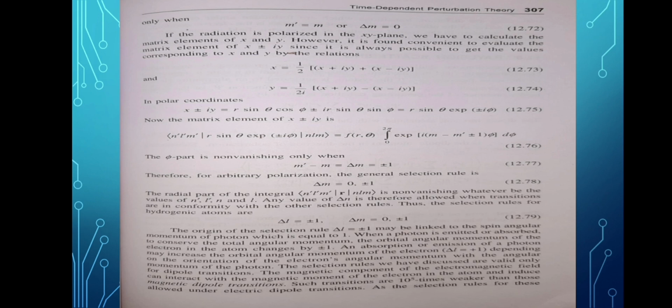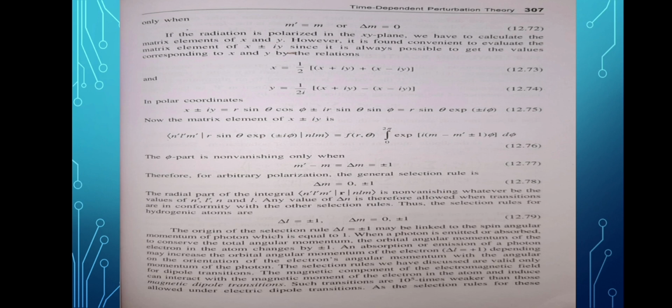Now the matrix element of x plus or minus iy is ⟨n', l', m'|r sin theta exponential plus or minus i phi|n, l, m⟩, which is equal to f of r, theta times the integral from 0 to 2 pi of exponential i(m minus m' plus or minus 1) phi d phi. The phi part is non-vanishing only when m' minus m, which is delta m, is equal to plus or minus 1. Therefore, for arbitrary polarization, the general selection rule is delta m is equal to 0, plus or minus 1.